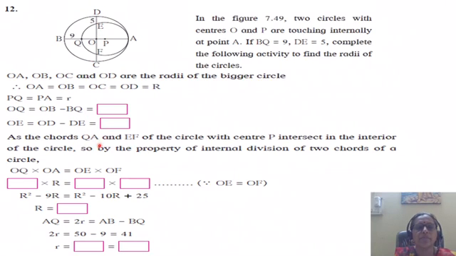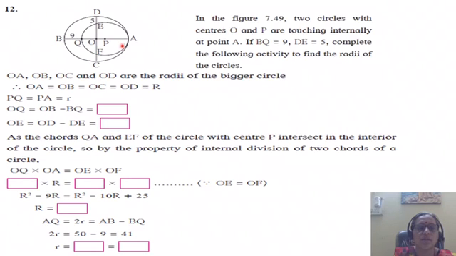As chords QA and EF of the circle with center P intersect in the interior of the circle, chords QA and EF are the two chords of the circle with center P which intersect in the interior of the circle at point O. Then by the property of internal division of two chords, you have OQ into OA is the same as OE into OF. Substitute the values and find out capital R.